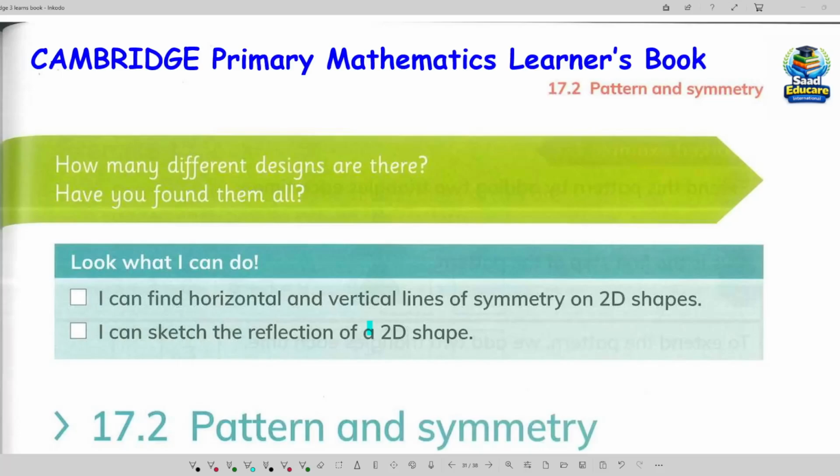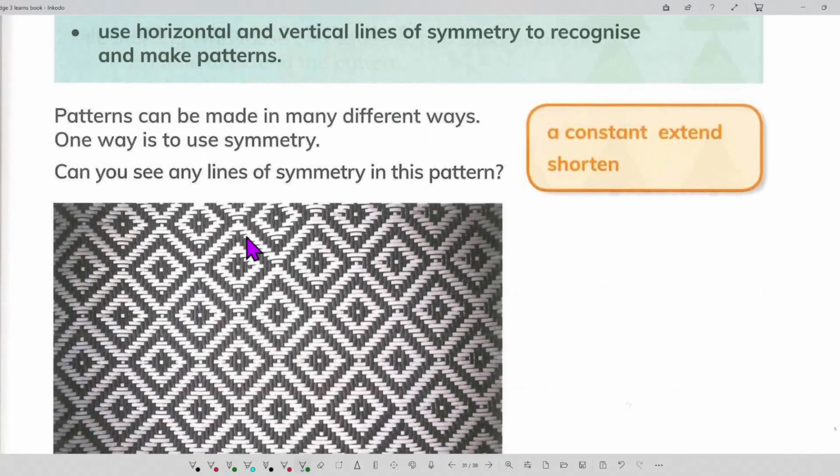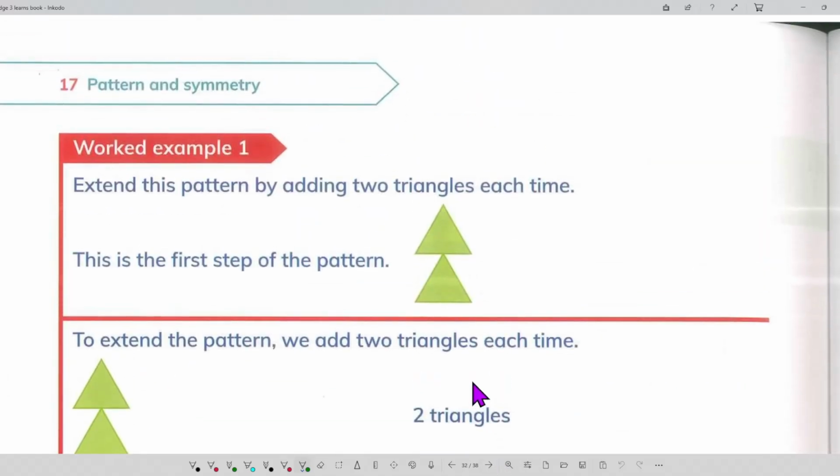Cambridge Primary Mathematics Learner's Book 3, we are starting the second part of Unit 17, Pattern and Symmetry. So, we are studying exercise 7.2. Here it's based on a pattern work example.